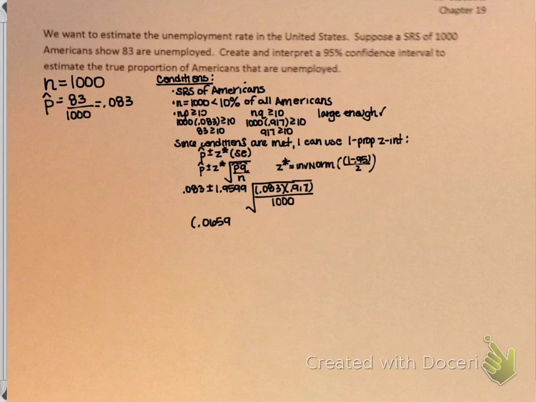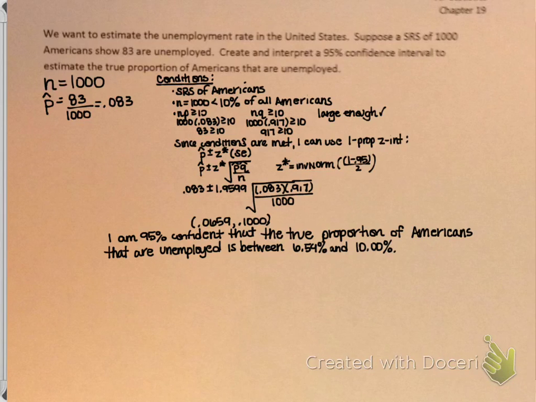Then I type in my upper. So I basically just use the exact same entry from before, and instead of it being minus the z star, I do plus the z star, and that gives me 0.1000. I think there's a 9 after that, or a 5. So now I just write my conclusion in context. So I am, and then fill it in.